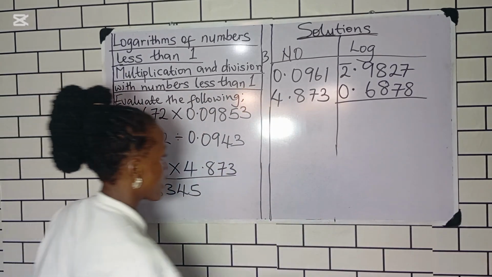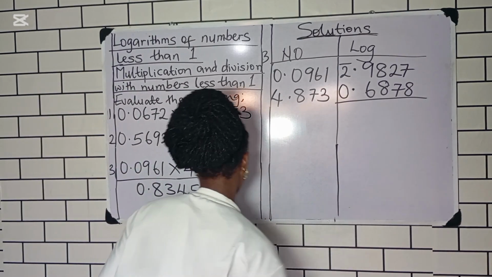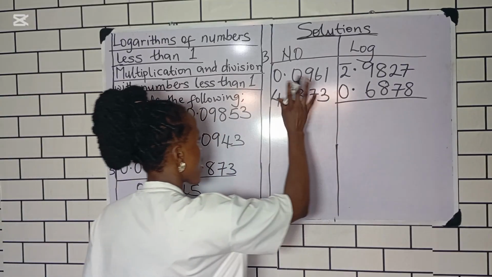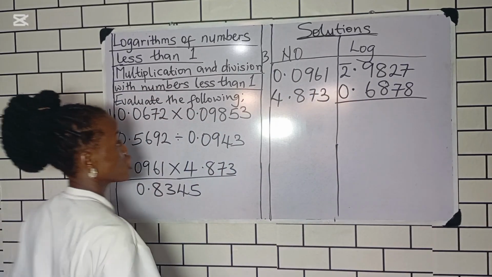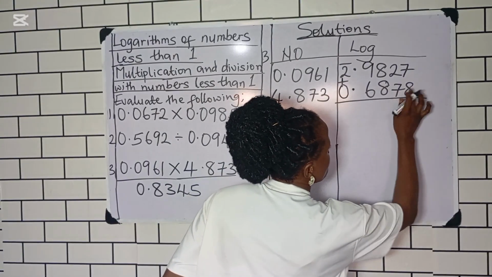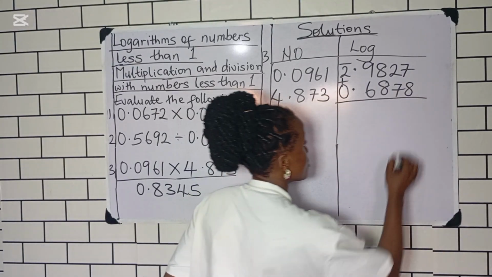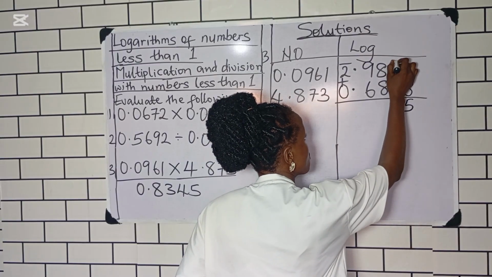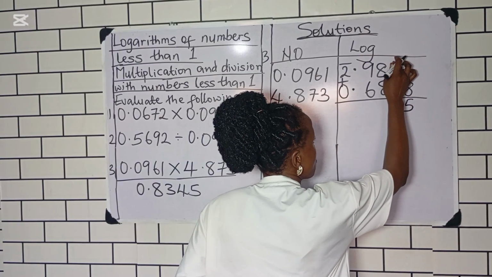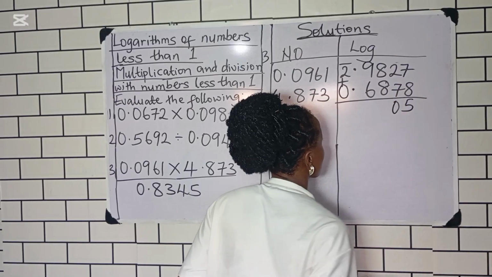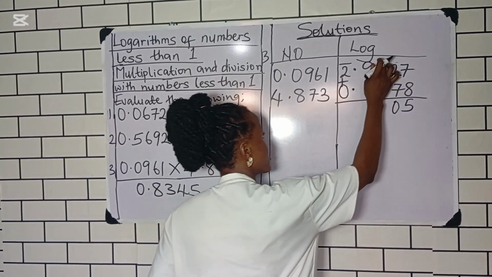This numerator part, the sign we have here is multiplication. Therefore, we're going to add the logs of the numbers because of the multiplication sign. You add 7 plus 8 will give us 15. You write 5, carry 1. That one you carry, add it to these 2. You have your 3. 3 plus 7 will give us 10. You write 0, carry 1. That one you carry, add it to this 8.